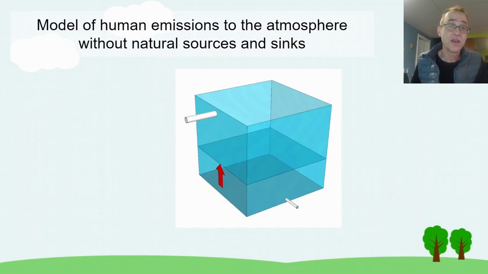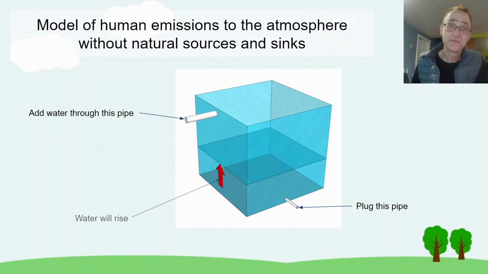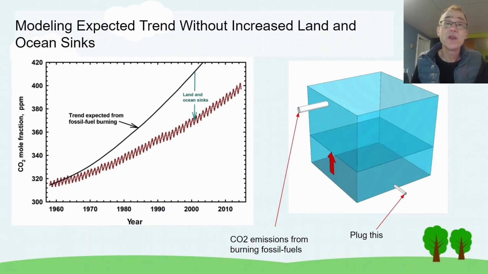Here is a model of the Earth's atmosphere with the addition of fossil fuel burning and ignoring natural carbon dioxide sources and sinks. If you plug this pipe and add water through this pipe, water will rise, right? Just like pouring water into a bucket. If we ignore naturally caused carbon dioxide sources and sinks and only look at carbon dioxide emissions from fossil fuels, this would give us the trend expected from fossil fuel burning that the World Meteorological Organization provided.